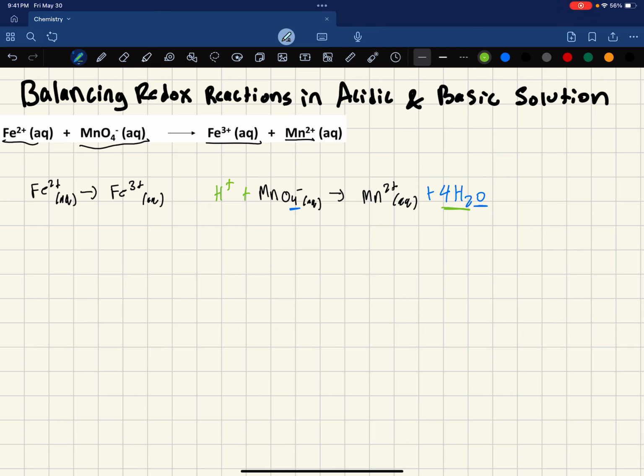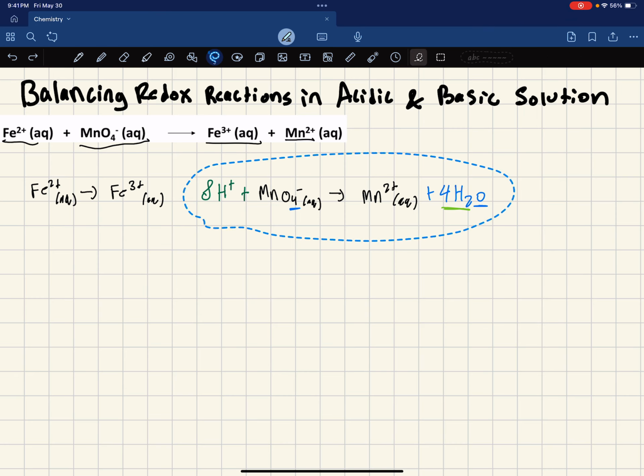I don't like this green color. What other color? I'll use red for later. Let's add this one. So we'll add some protons. But this side, there's 8, right? So let's add 8 on this side. Now, this half reaction is balanced because we have 8 hydrogens on both sides, a manganese, and 4 oxygens. So that's step 2. Now step 3, I'm just going to move this to the side a little bit.